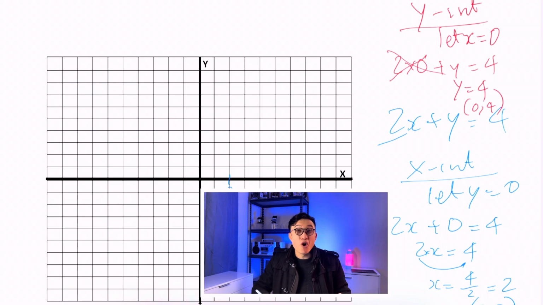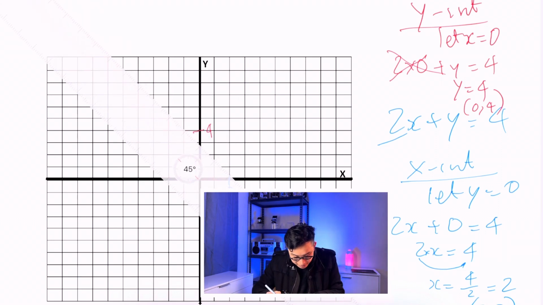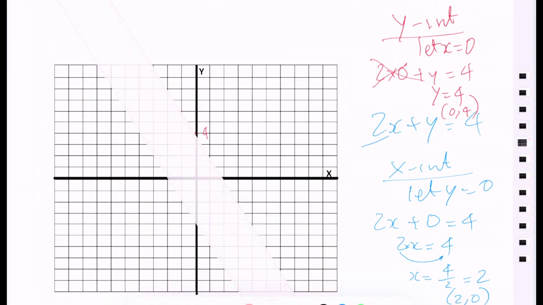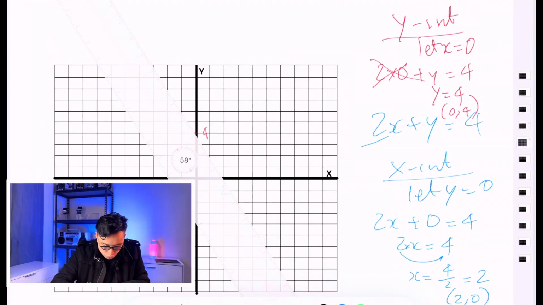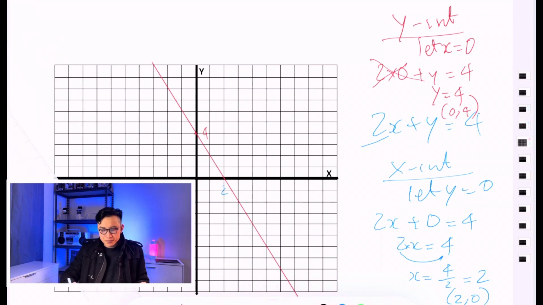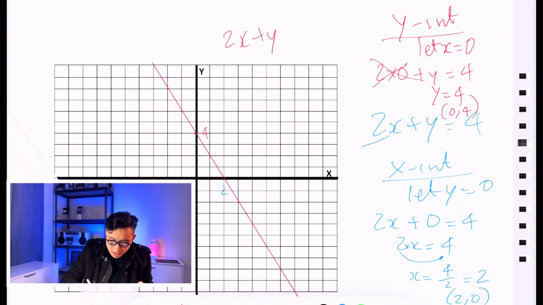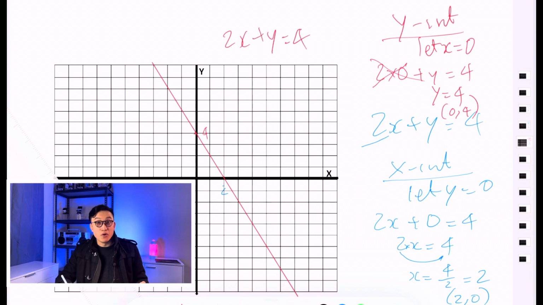So let's locate 4 on the y-axis, because this is the y-intercept. Intercept means it will cut through that point on that axis. So 1, 2, 3, 4, we locate that. And then we grab the ruler out and draw a line straight through those 2 points. And there you go. We have just sketched 2x plus y equals 4.